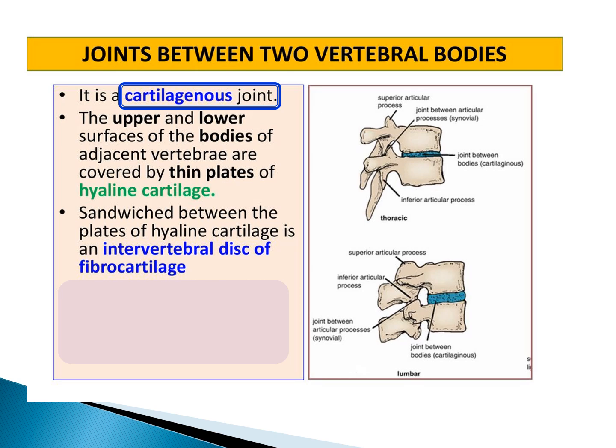The upper and the lower surfaces of the bodies of adjacent vertebrae are covered by thin plates of hyaline cartilage. Sandwiched between the hyaline cartilage is an intervertebral disc of fibrocartilage. The joint between the upper and lower surfaces of adjacent vertebrae is lined by hyaline cartilage, and between the hyaline cartilage is a fibrocartilage, which is the intervertebral disc.